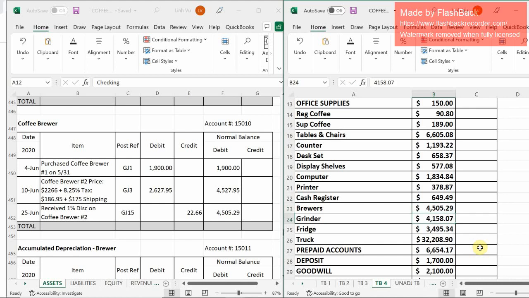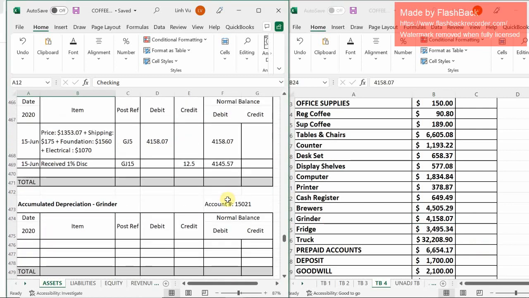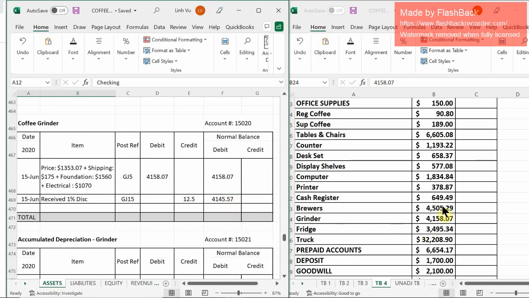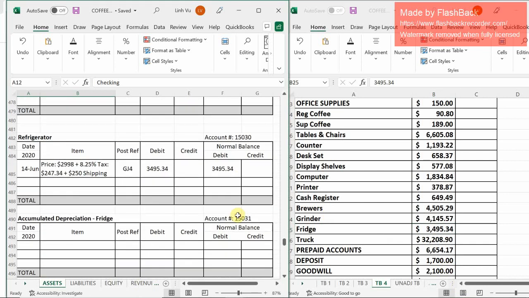$4,505.29. Okay. And my coffee grinder also got a discount too. That 1% changed it to become now $4,145.57. Okay. And my refrigerator is still at $3,495.34. No changes there. Okay.